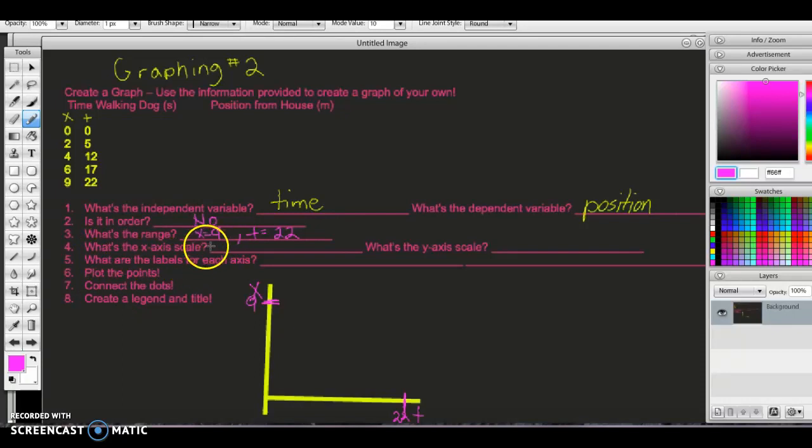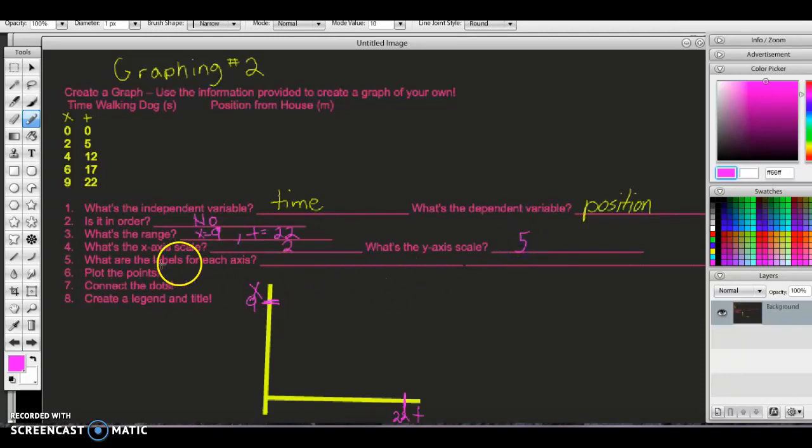Okay. All right, so next let's finish. What is the scale for the x-axis? So the lowest number is 0. The highest number is 9. So we can go by 2s here. That'll be most appropriate. All right, what is the y-axis scale? So it goes from 0 to 22. So we can go by 5s.